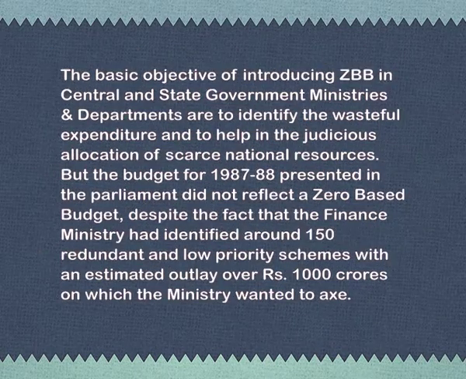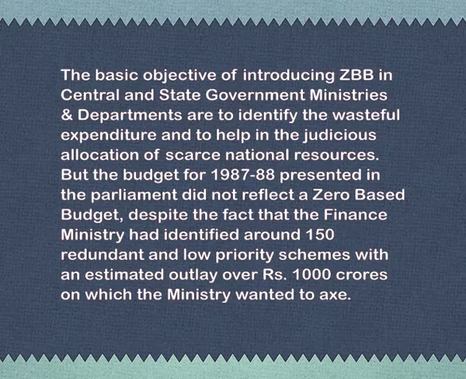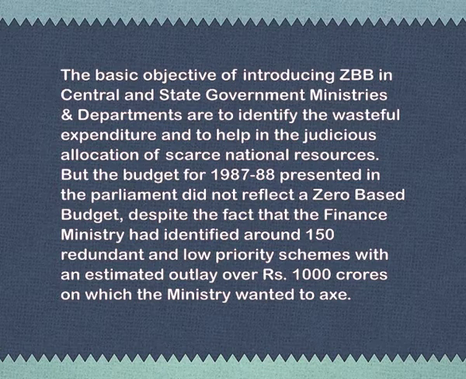The basic objectives of introducing zero-based budgeting in central and state government ministries and departments are to identify the wasteful expenditure and to help in the judicious allocation of scarce national resources. But the budget for 1987-88 presented in the parliament did not reflect a zero-based budget, despite the fact that the finance minister had identified around 150 redundant and low priority schemes with an estimated outlay over rupees 1000 crores on which the ministry wanted to act.